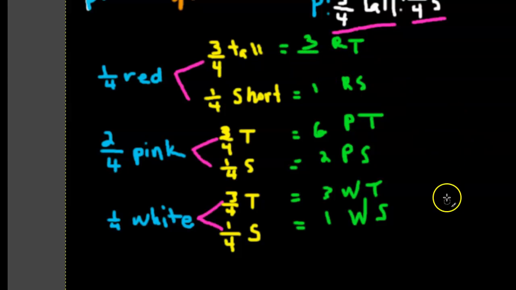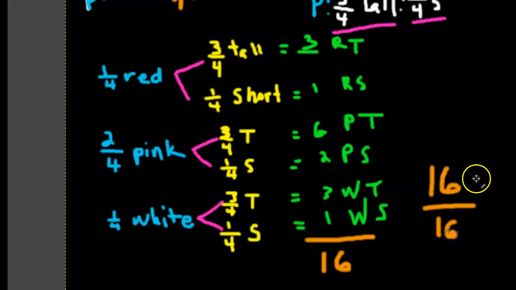This could be 16 just so it didn't mess everything up. I didn't put the 16. But at the end, you have to add these all up, and they should equal 16. If it doesn't equal 16, then you did something wrong, because it should be 16 over 16, which would equal 1 or 100%.